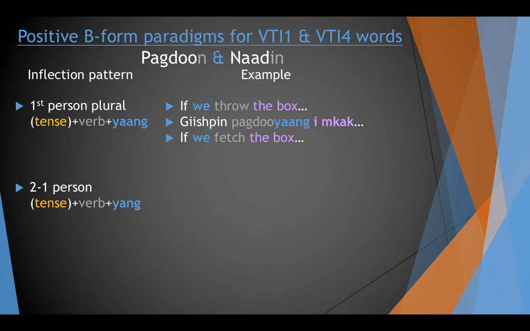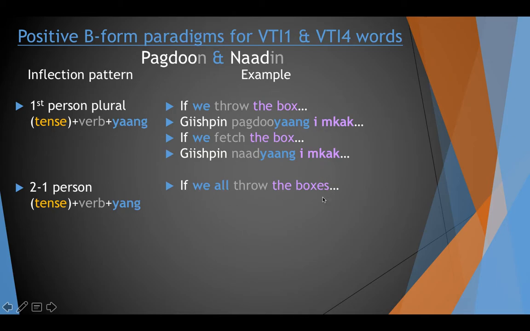All right, let's take up that translation now. So your translation should be Gishbin nad yang im kuk. So we got Gishbin, if. Nod is our verb, and we got rid of that IN. We replaced the IN with the yang ending. Gishbin nad yang im kuk, the box. Next is our 2 to 1 person. So we're going to pluralize our noun now. So if we all throw the boxes.